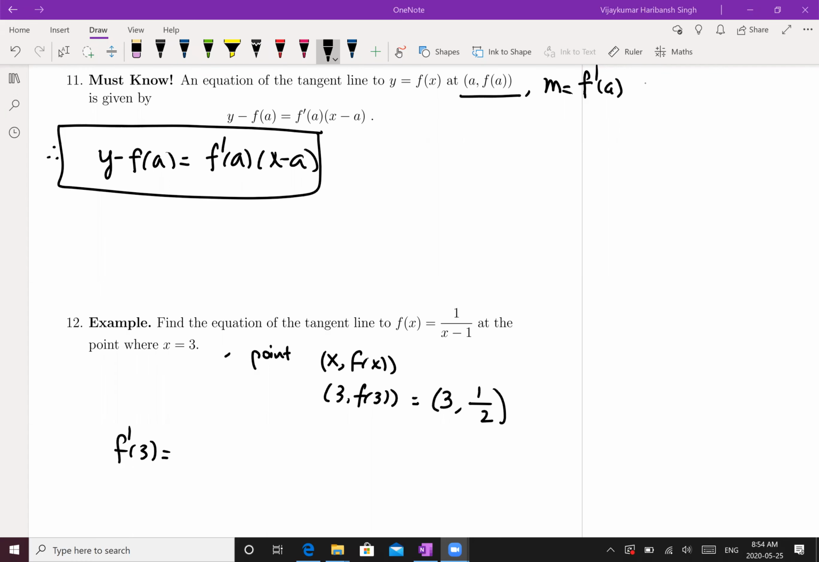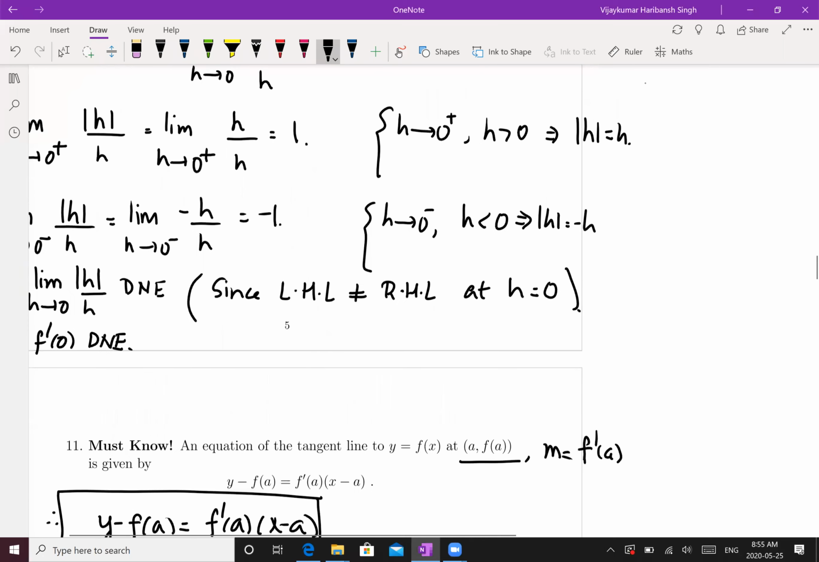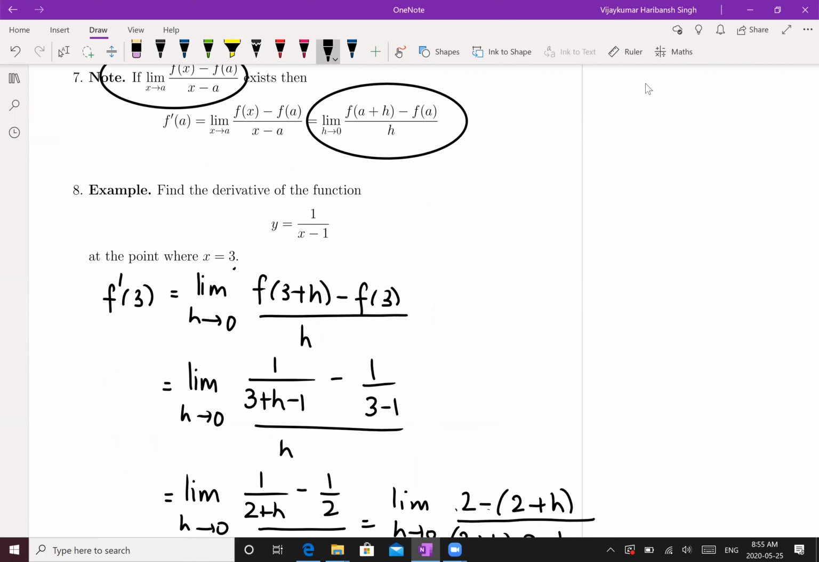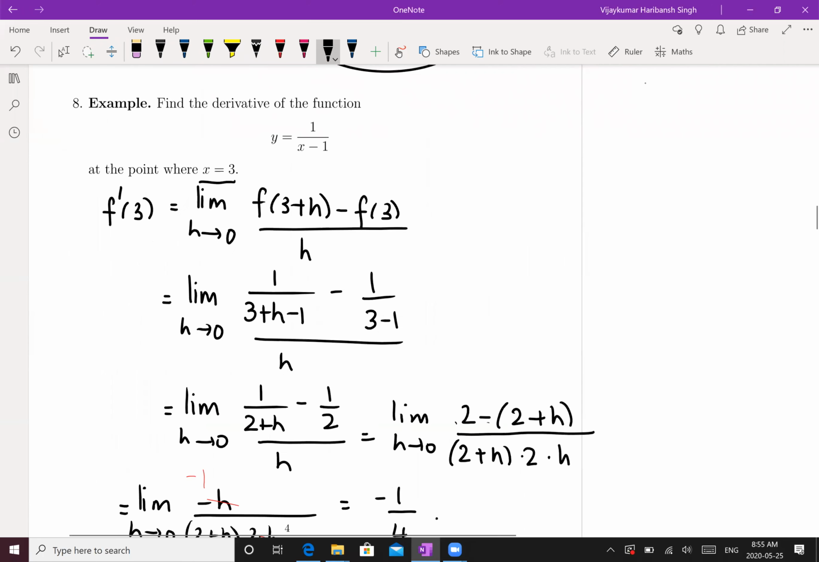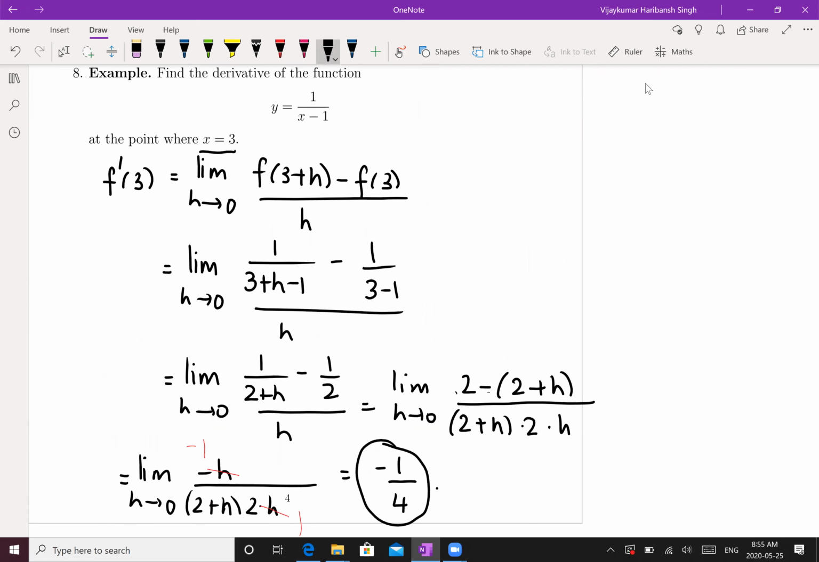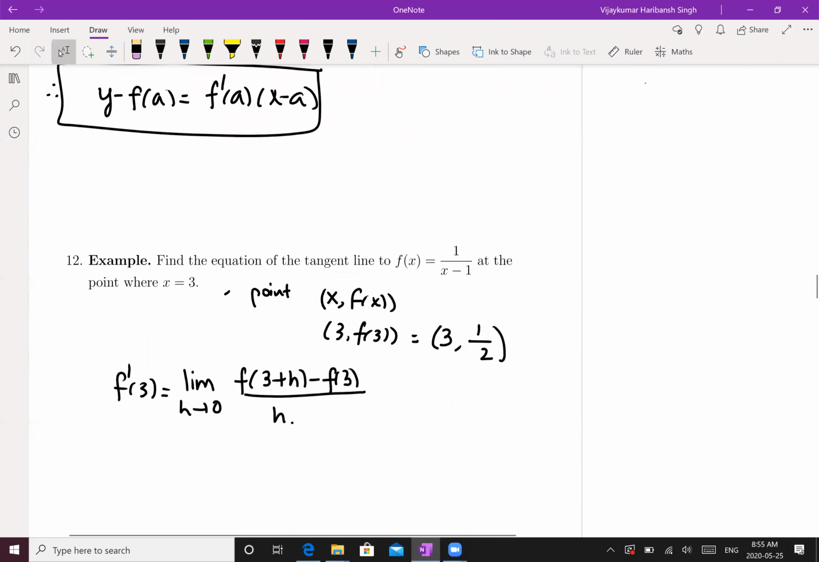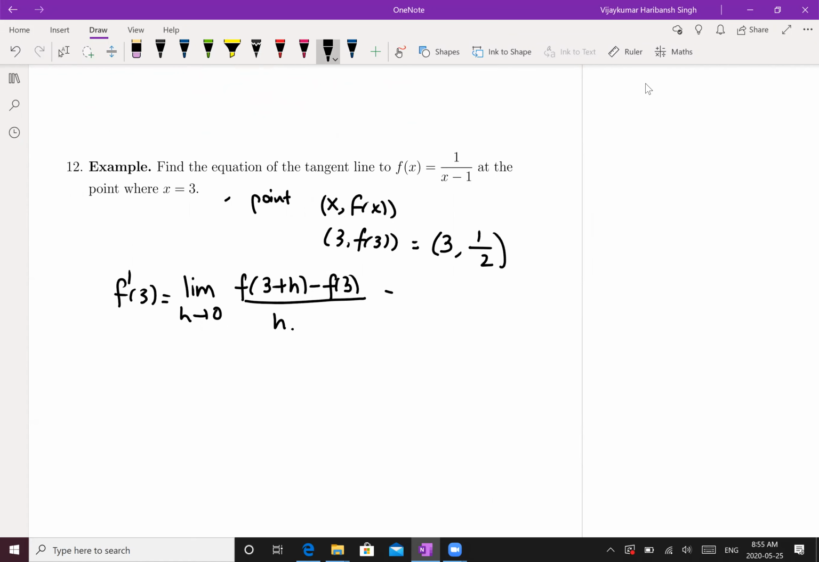So f prime 3 is going to be the limit as h goes to 0 of f of 3 plus h minus f of 3 over h. But we have already computed this limit earlier, right? So that limit turned out to be what? Minus 1 by 4. So your f prime at 3 is minus 1 by 4, calculated earlier.